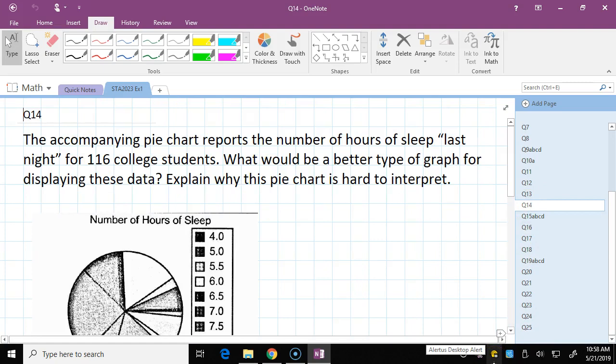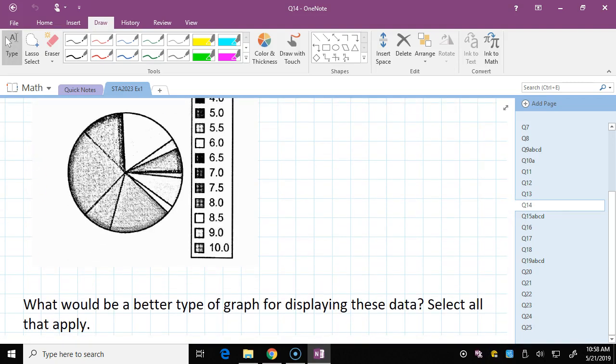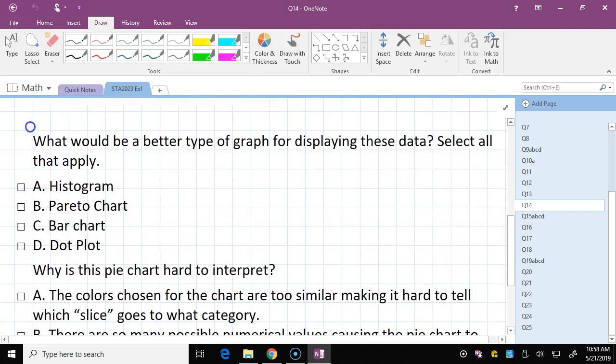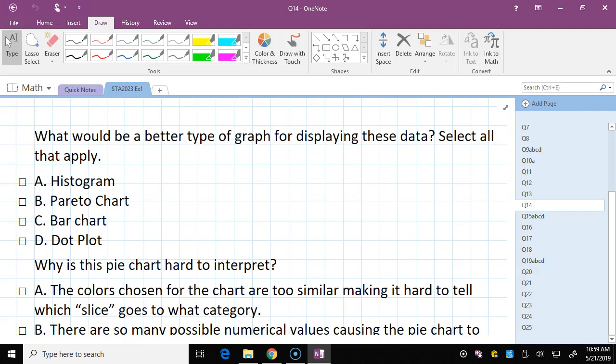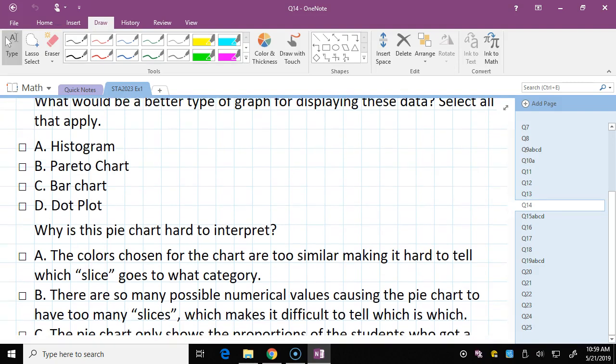All right. So, horrible picture. Your picture is not really kind of any better than this one. So it says the accompanying pie chart reports the number of hours of sleep last night for 116 college students. What would be a better type of graph for displaying this data? Explain why this pie chart is hard to interpret. So there's our pie chart. So what would be a better type of graph for displaying these data? Select all that apply. What do you think?